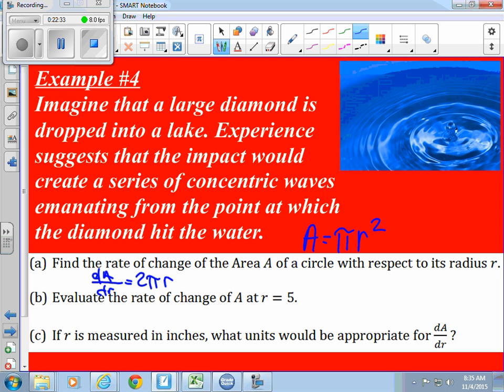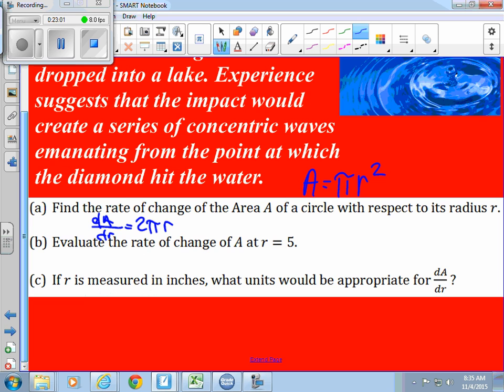Any math nerds in here? So the rate of change of the area is 2 pi r. Why is that a little strange? Evaluate the rate of change of the area at r equals 5. 10 pi.